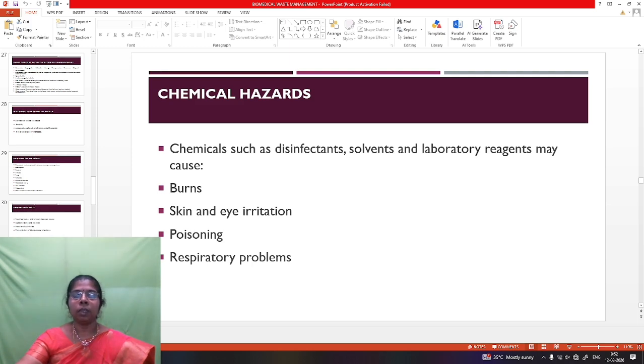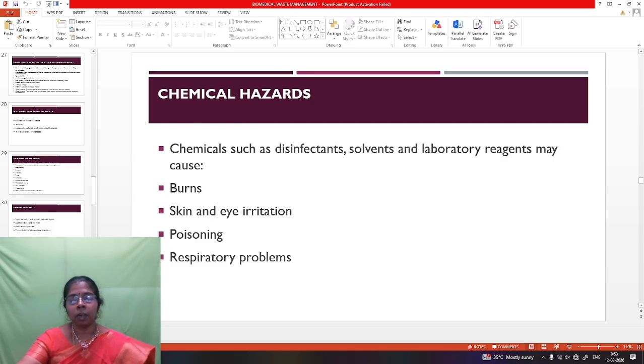And next one is chemical hazards. Chemicals such as disinfectants, solvents and laboratory reagents may cause burns, skin and eye irritation, poisoning and respiratory problems. Mostly disinfectants we apply on surfaces, that is non-living matter. For example, 70% alcohol is an example of a disinfectant we can use to swipe the surface of laboratories. And for example, doctors dip cotton in alcohol and rub it on the skin before giving an injection. That is one type of disinfectant.